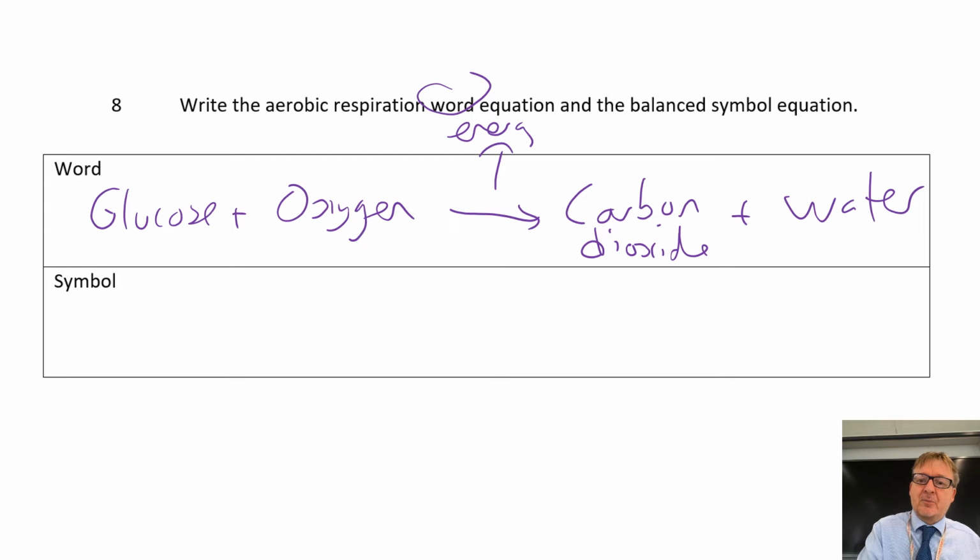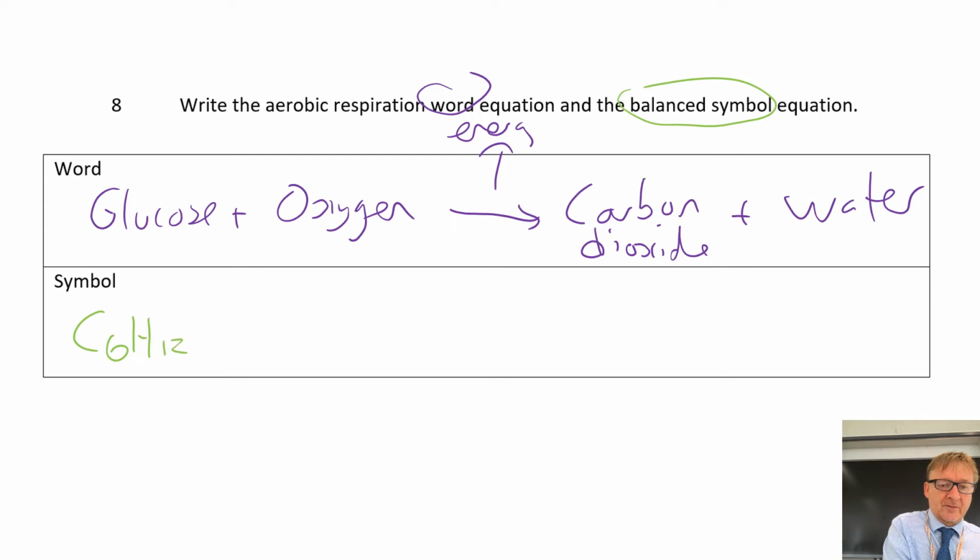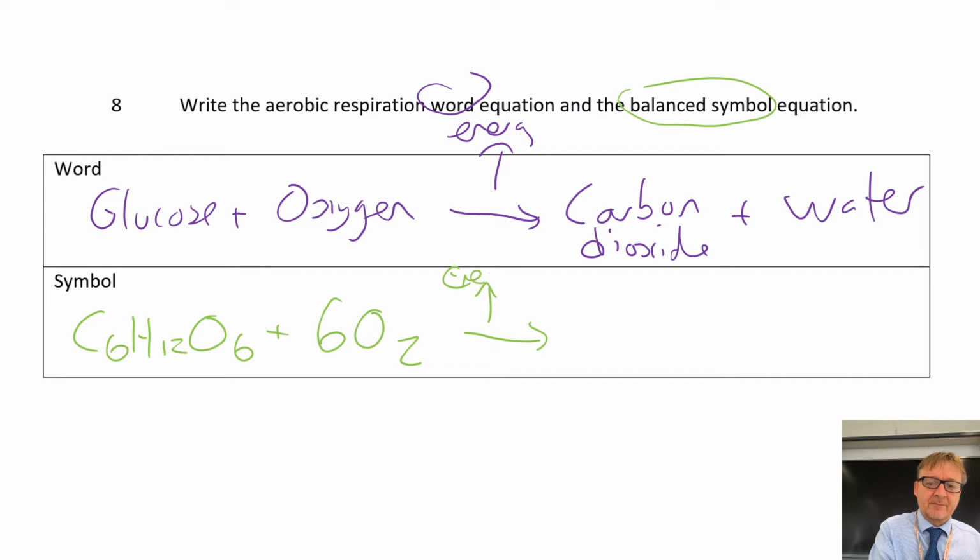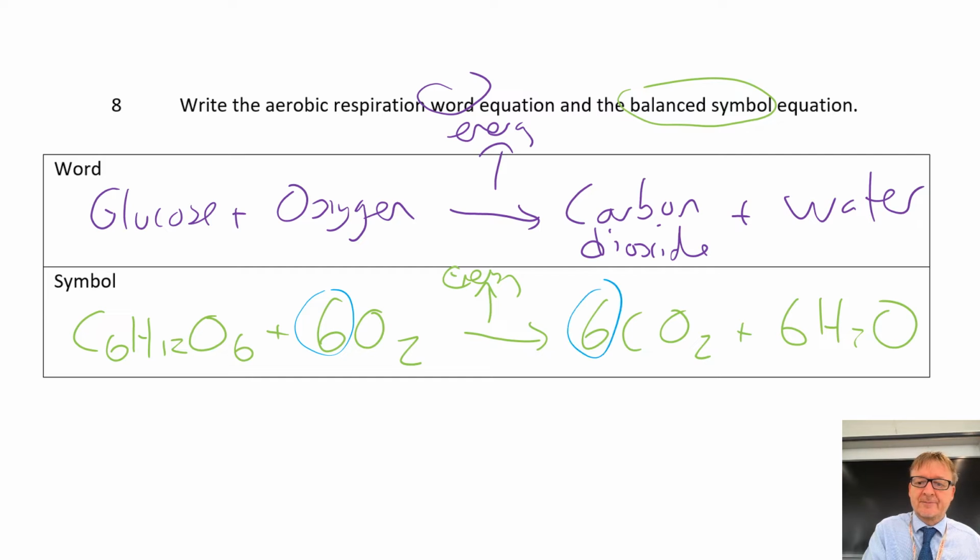If they say word equation, you do the word equation. If they say balanced symbol equation, you do the balanced symbol equation, which is C6H12O6 plus 6O2, arrow, and obviously you've got energy coming off there again, 6CO2 plus 6H2O. So you've got to make sure you remember the respiration equation, and then you've got sixes in there.